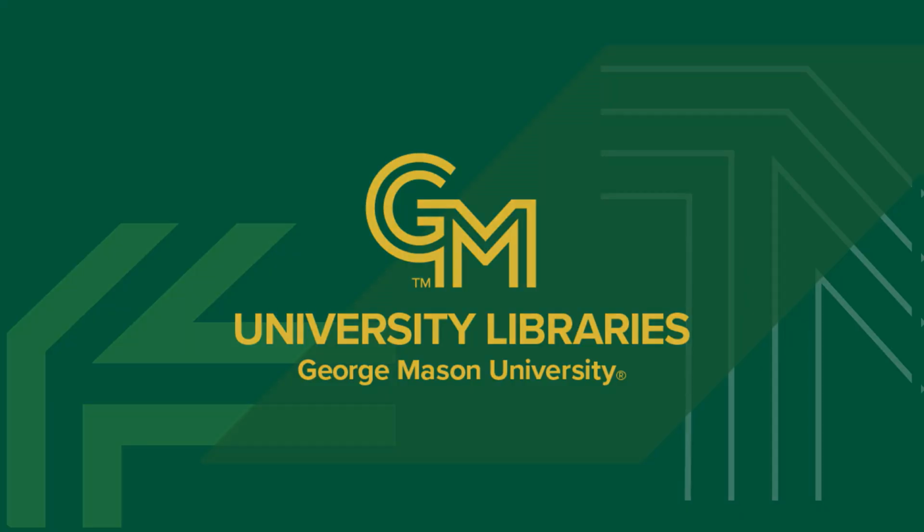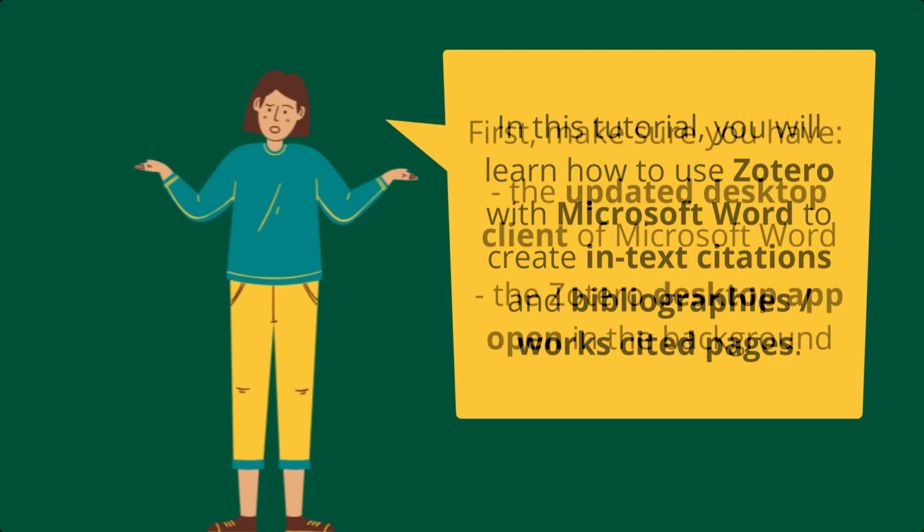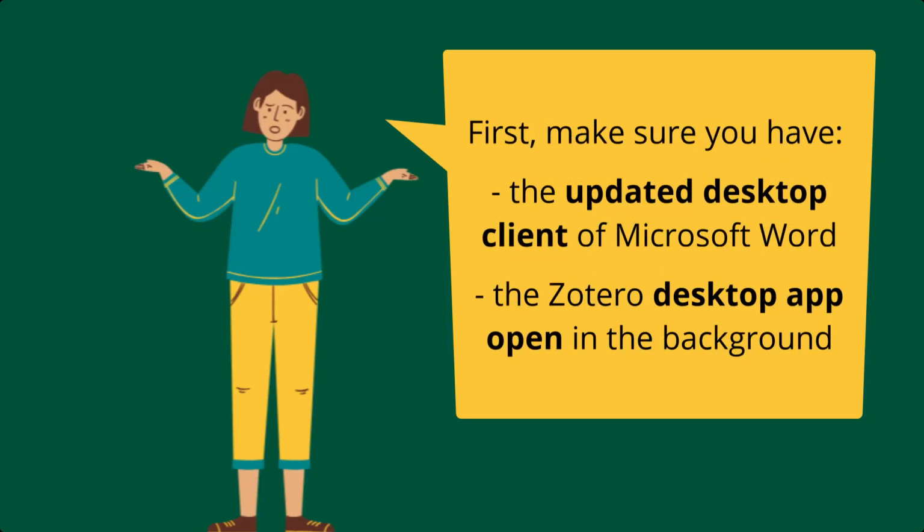Welcome to the Mason Libraries tutorial, Zotero Part 5, Microsoft Word. In this tutorial, you will learn how to use Zotero with Microsoft Word to create in-text citations and bibliographies or works cited pages. First, it is important that you have the updated desktop client of Microsoft Word and that you have the Zotero desktop app open in the background.